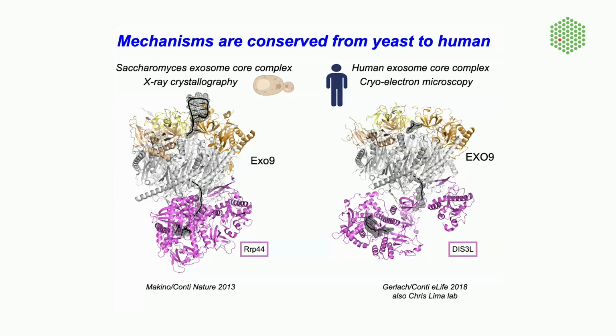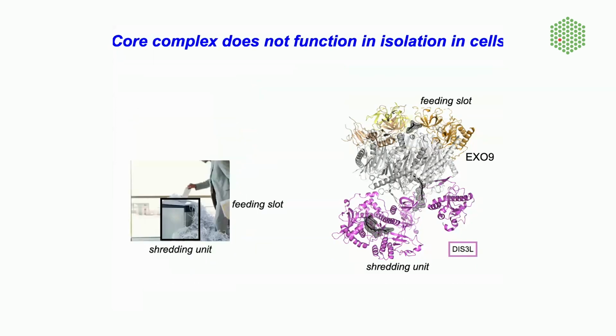But as I told you in the slide before, this doesn't work alone. So these 10 proteins are, I would say, like this part. It's the shredding unit. It has the feeding slot up here where the RNA will go in, and this is where it's going to be cut.